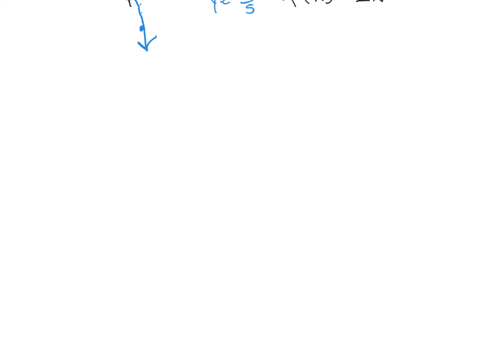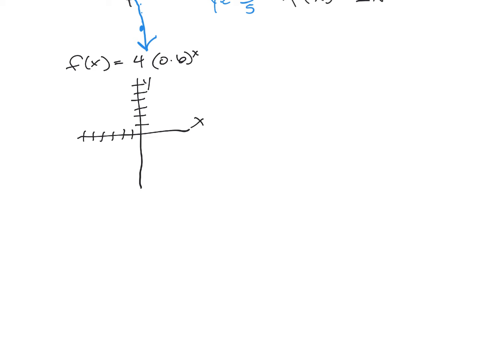Okay, let's look at another one. We have f of x equals 4 times 0.6 to the power of x. We're going to graph this. Get my coordinate plane here. Remember, we're going to do a t-chart, x, y. We're going to say 0, 1, and negative 1.